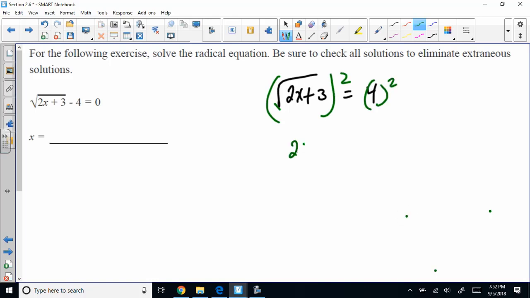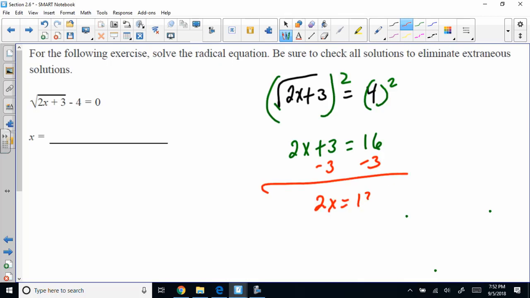So it leaves you 2x plus 3 equals 16. Now, minus 3. 2x equals 13. Divide both sides by 2. x equals 13 halves, which is nothing more than 6.5, right? Now, does that work? Is that a solution or is it an extraneous solution? How do you know? You better plug it in and check it, right?